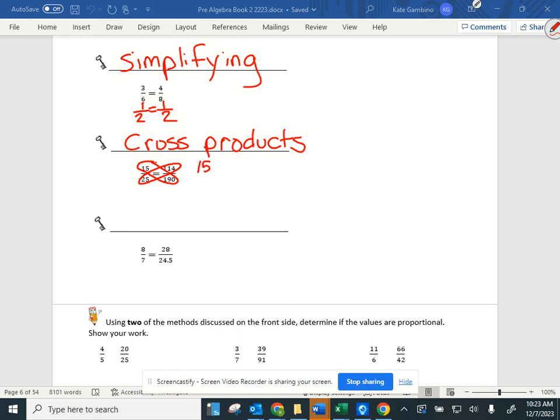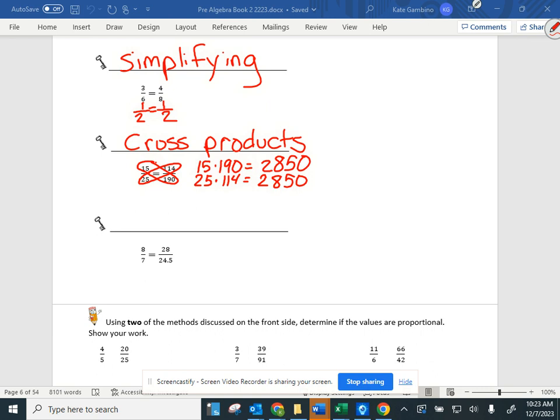So I'm going to say 15 times 190, and I'm going to do 25 times 114. If they are proportion, they're going to equal the same number. So 15 times 190 is 2,850. 25 times 114 is 2,850.